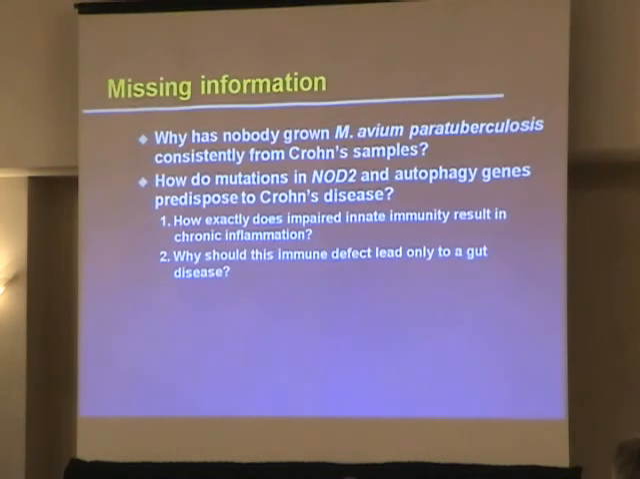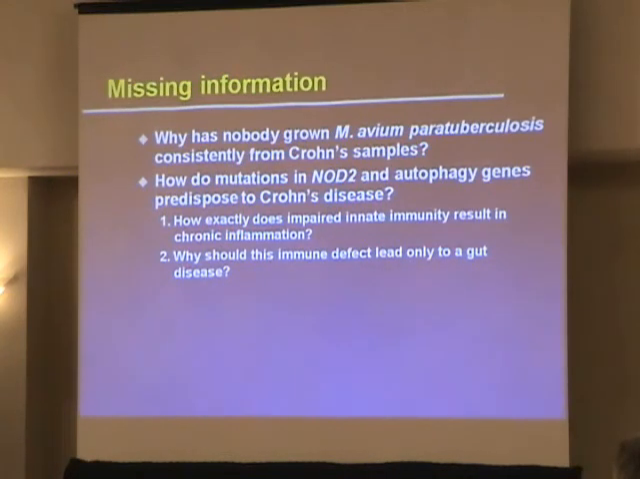And then, accepting that mutations in NOD2 and autophagy predispose to Crohn's disease, we're still left with that question, like how? How exactly does that happen? What happens between impaired innate immunity today and chronic inflammation at age 15 or 20 or 25? You've got these genetic mutations at birth. What happened during those decades that you were well, and what was the trigger that led to the inflammatory process?